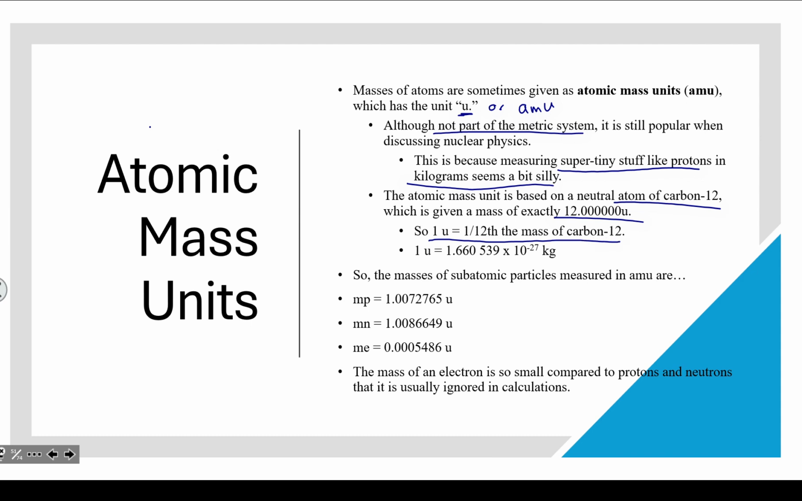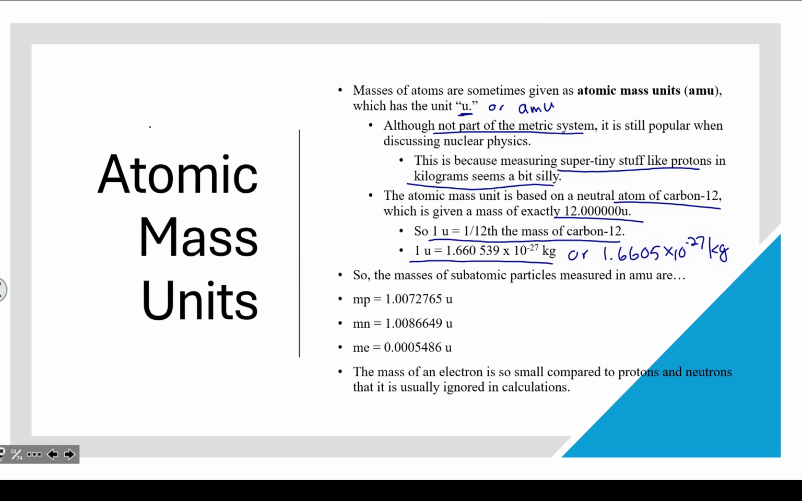Now the conversion factor is 1.660539 times 10 to the negative 27 kilograms. I will usually abbreviate it to 1.6605 times 10 to the negative 27 kilograms. Now please jot this down, make sure this gets onto your data booklet because it is not on there on this version.